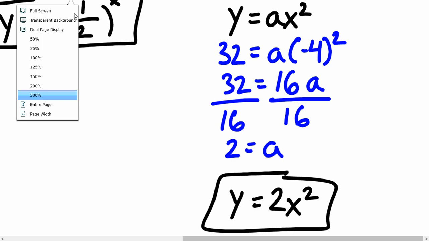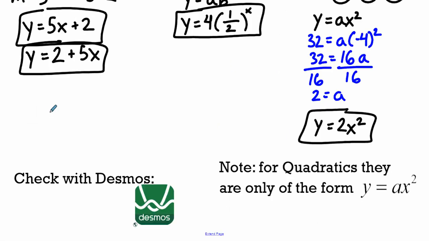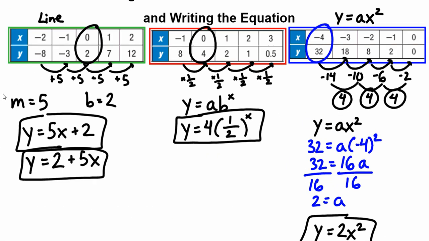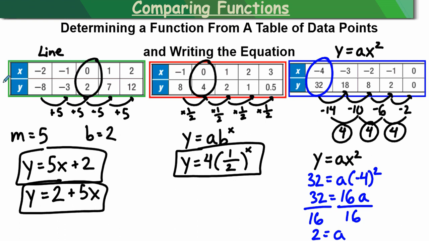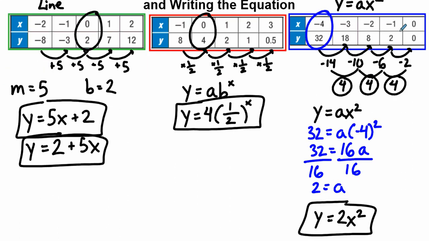Let's check, and we thought it was y equals 2x squared. Let's check with any of the other points. Put negative 3 in. Negative 3 squared is 9. 9 times 2 is 18. It works. So there's an example of doing a line, an exponential, and a quadratic.